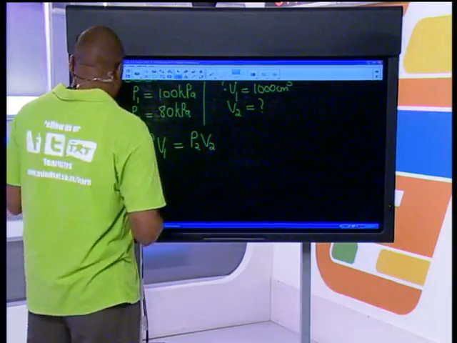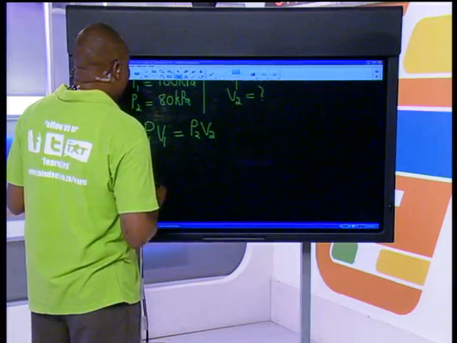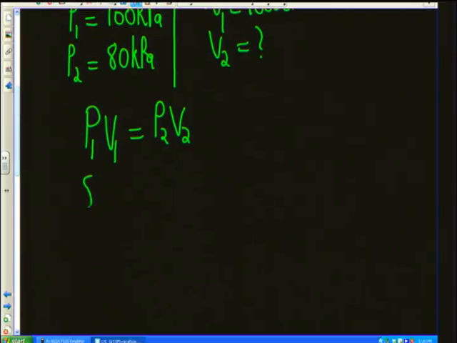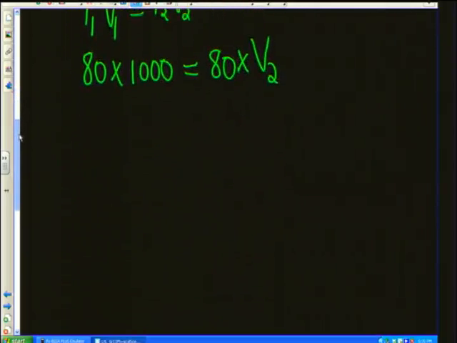So I will continue to teach you like that and say substitute. I'm told here P1 is 100, so I write here 100 times V1, which is given to me as 1,000. This should be equal to P2, which is given to me as 80, times V2, which is what I'm looking for. All right, so I would have that.